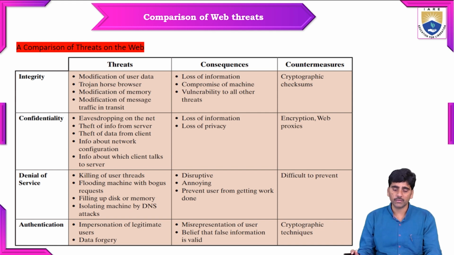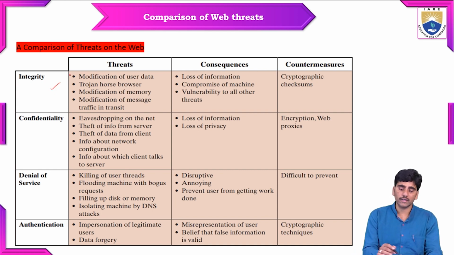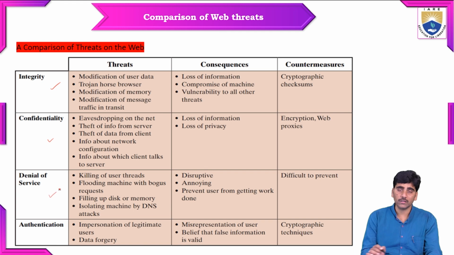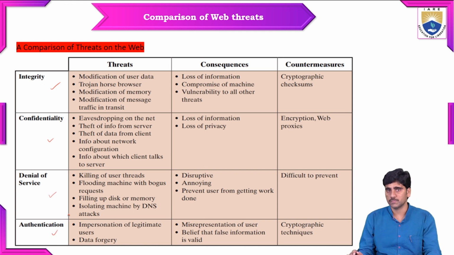So different types of comparisons of the threats. The first one is integrity threats. Integrity is one type of threat. Confidentiality is one type of threat. Denial of service is one type of threat. And authentication is also one type of threat. So what are the integrity threats?